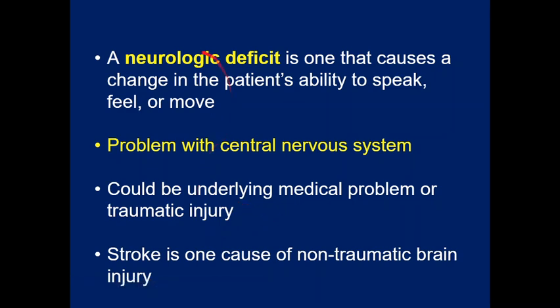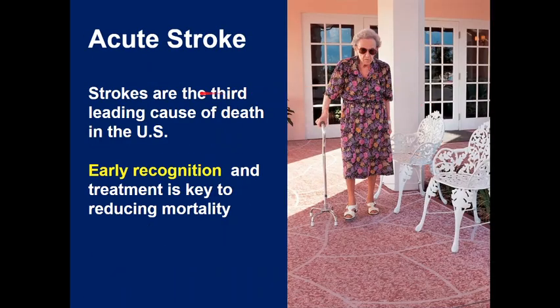So, a neurologic deficit is one that causes people to have alterations in their ability to speak, move, and alterations in sensation. And I would also add neurodeficits of just problems with their mental status. And it's a central nervous system problem. So if you cut my arm and you damage my nerve, I won't be able to move, but that's my peripheral nervous system. So if I have a stroke and I can't move my arm, that's a central nervous system neurodeficit. All right. So an acute stroke, this is the third leading cause of death in the United States.